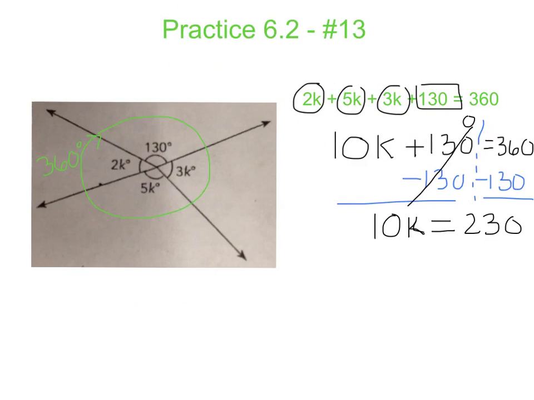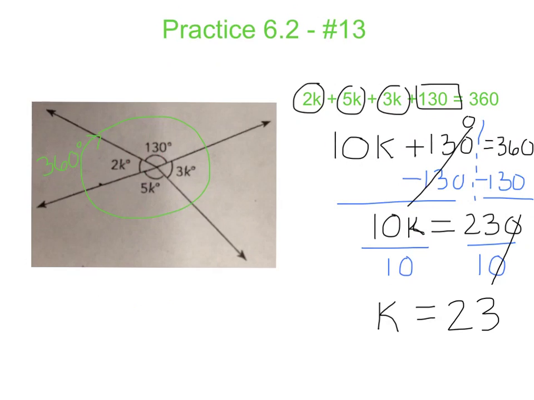Now, the great thing is I did a two-step, and I'm left with just a one-step equation. In order to solve for k, I want to do the inverse operation, which here is division, since 10k shows multiplication. So I'm going to divide both sides by 10. That way, I'm left with 1k equal to whatever 230 divided by 10 is. I can cross out the zeros, and I know that the value of k is equal to 23.